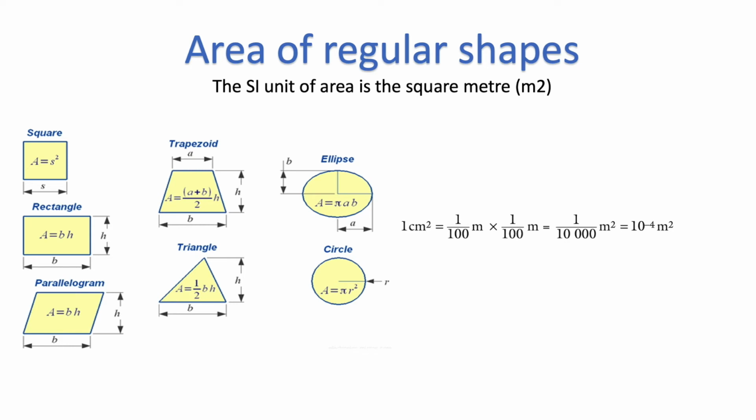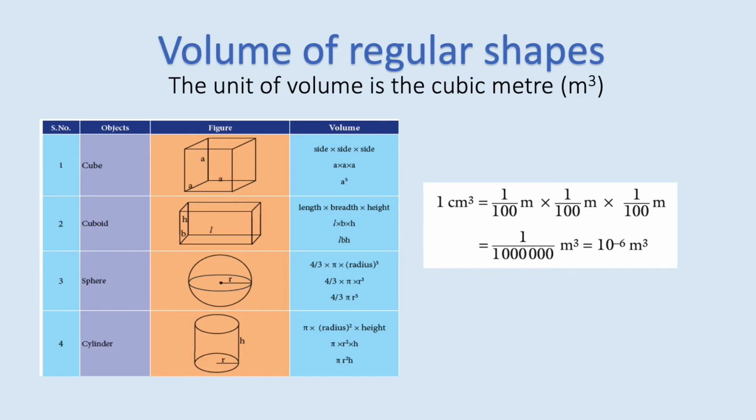You can find the area of regular shapes using standard equations. Most of the time we have to convert centimeter squared to meter squared. 1 square centimeter equals 10 to the power minus 4 square meter. You can also find the volume of regular shapes using standard equations. 1 cubic centimeter is equal to 10 to the power minus 6 cubic meter.